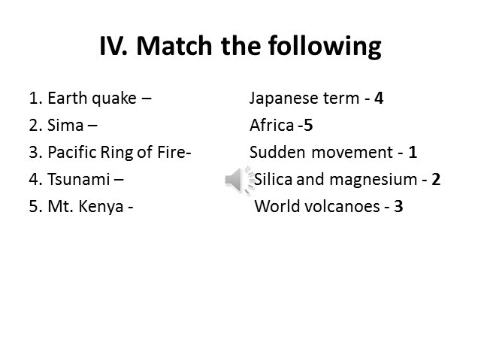Then Mount Kenya. Where is it located? Kenya is a country in Africa. So Mount Kenya is in Africa. So: earthquake, sudden movement; Sima, silica and magnesium; Pacific Ring of Fire, world volcanoes; tsunami, Japanese term; Mount Kenya, Africa.